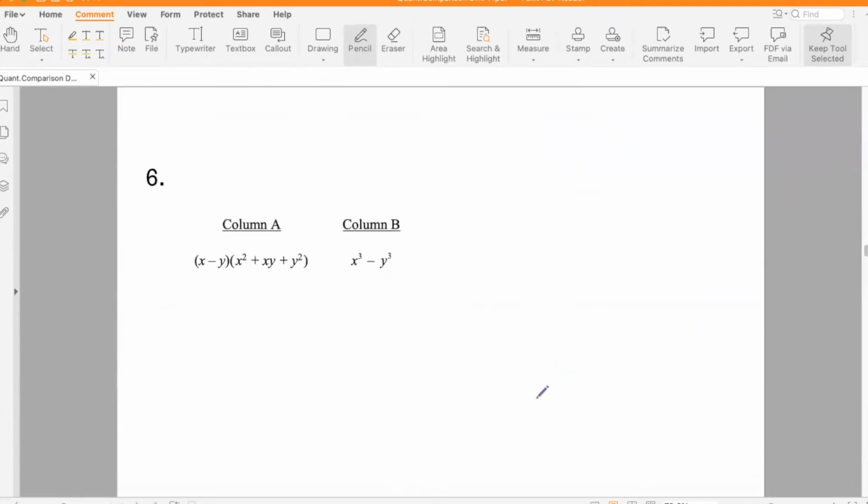Okay. So here you have (x minus y) into (x squared plus xy plus y squared). And here you have x cube minus y cube. So this is in fact the expression for x cube minus y cube, because if you factorize this, you get (x minus y) into (x squared plus xy plus y squared). So both the quantities are the same. So option C.